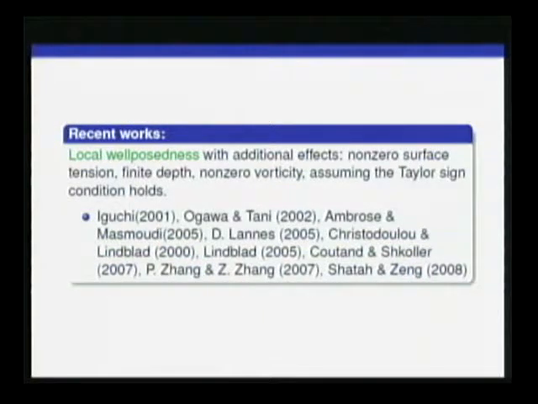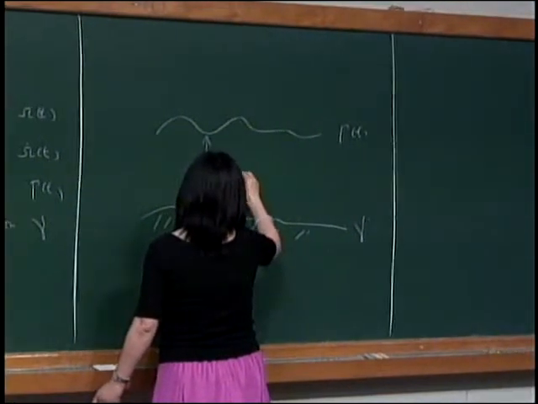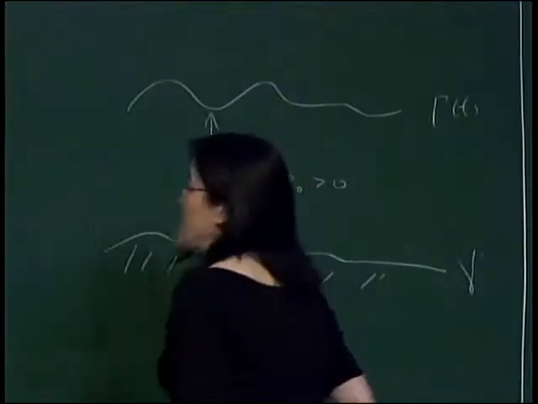Then there was a lot of additional further development since then for local well-posedness. For example, you can also include surface tension, and we know surface tension has a smoothing effect. You can also include a bottom, but this bottom doesn't interact with the interface. So this distance, which we call h, has to be strictly greater than 0, with a strict lower bound.